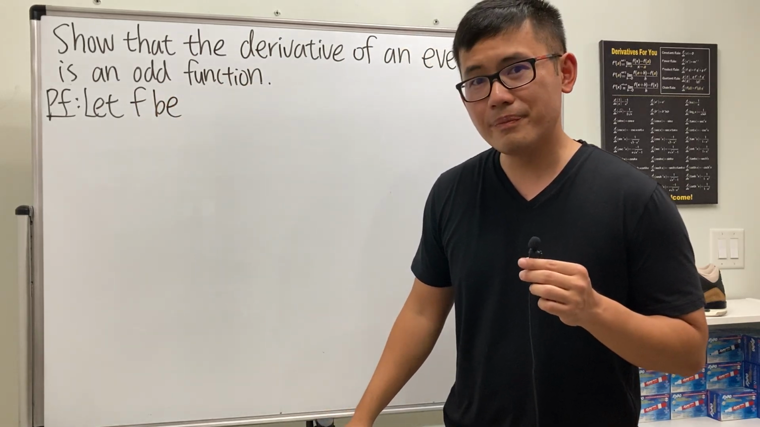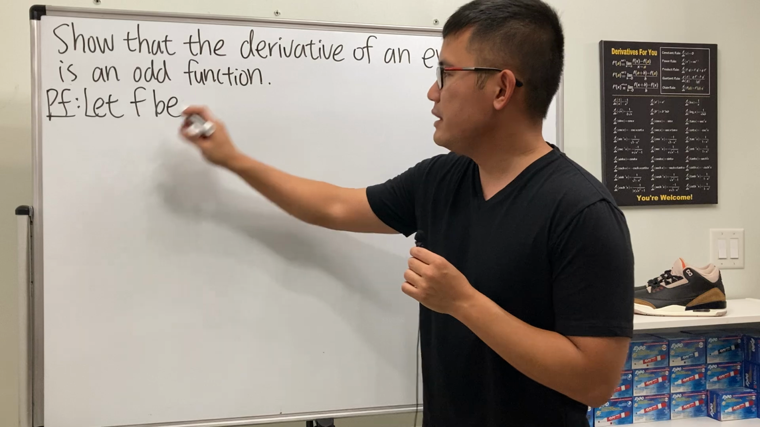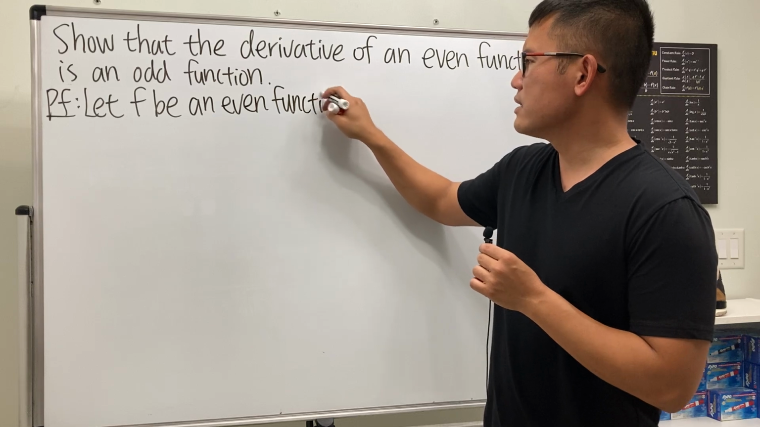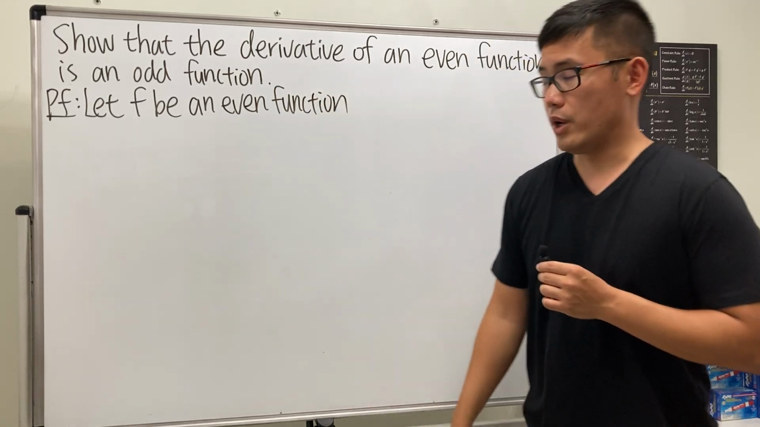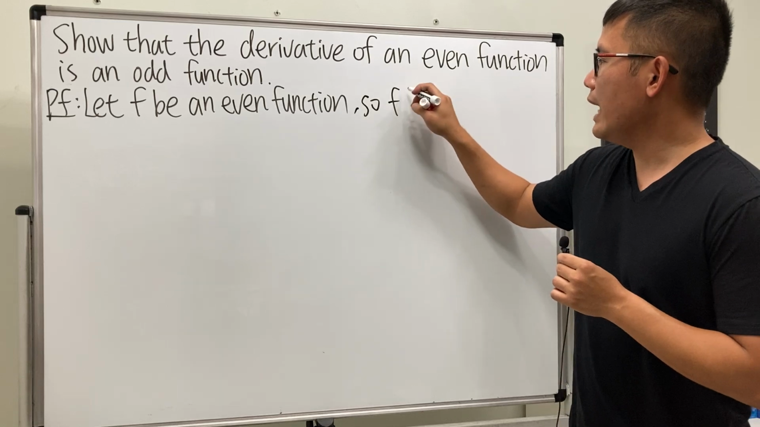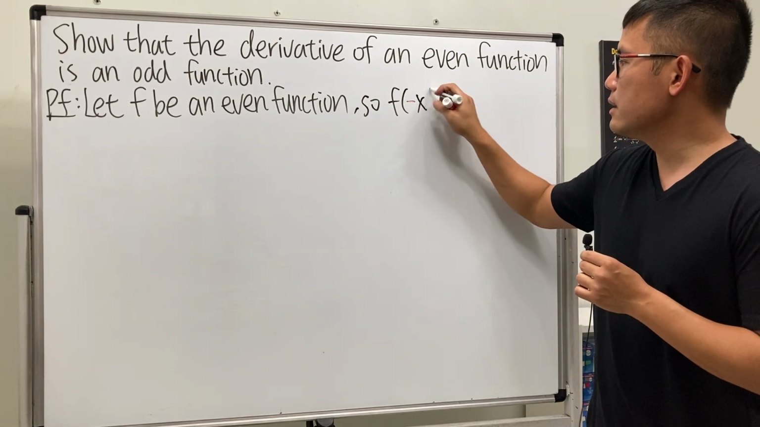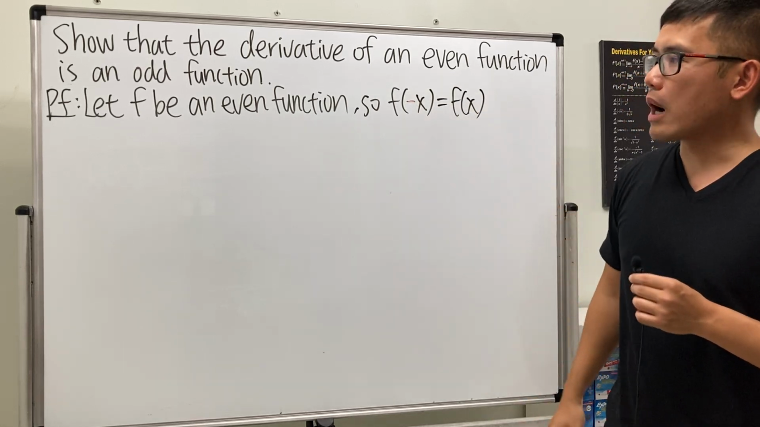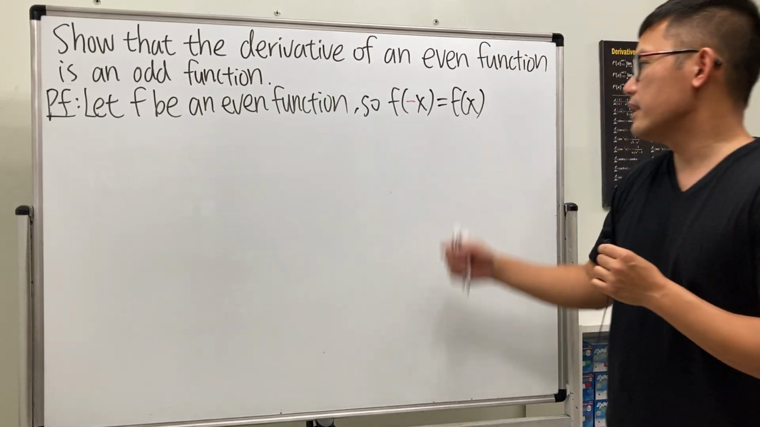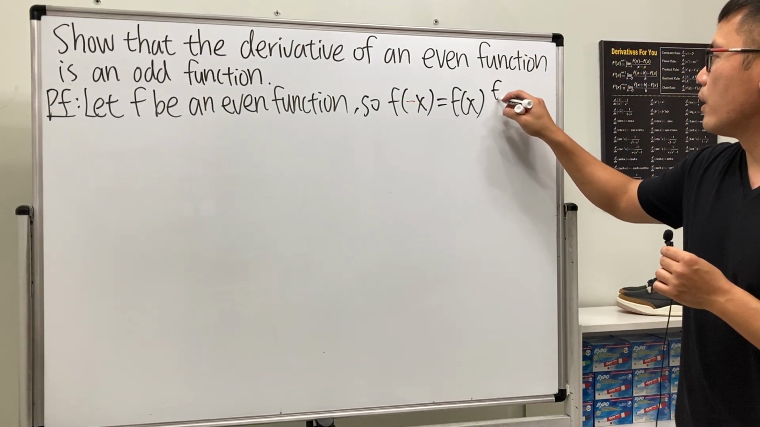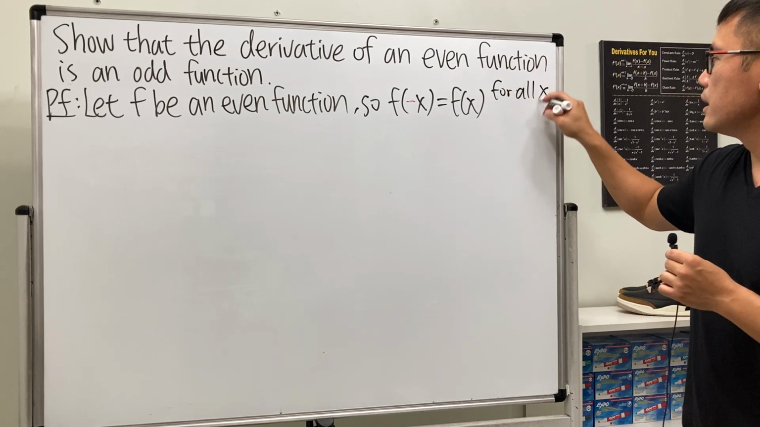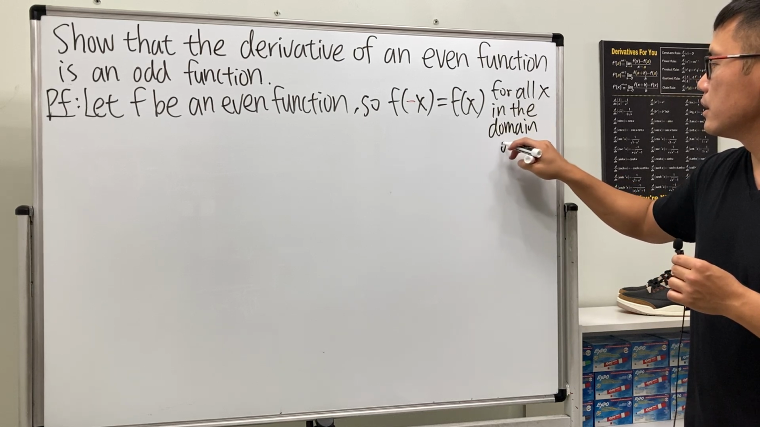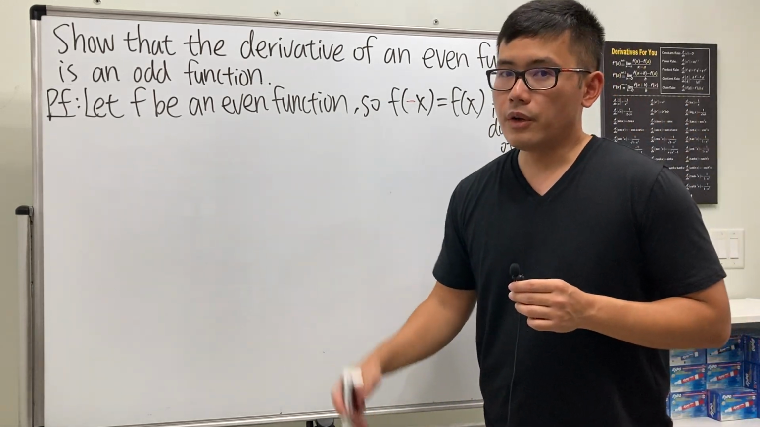And what kind of function do we need? An even one, right? So let f be an even function. And what does an even function do? Well, this means when we have f, if we put negative x inside, the negative doesn't matter. This right here will just give us f of x. So that's the property of a function being even. And technically right here, we should say something like for all x in the domain of the function f. So that's what we have.